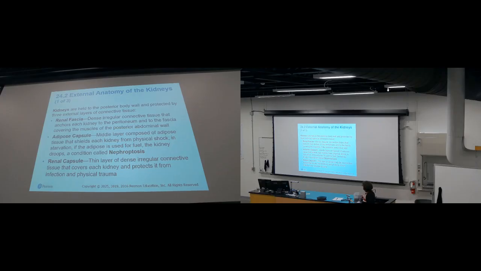So if someone loses fat very quickly with a crash diet, one of the things that happens is that the kidneys drop in level. This is called renal ptosis or nephroptosis, because this fat together with this connective tissue helps to keep the kidneys in their proper space.